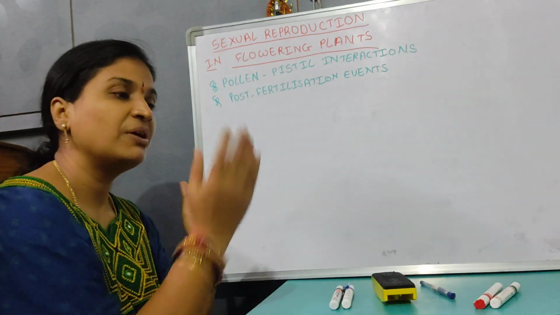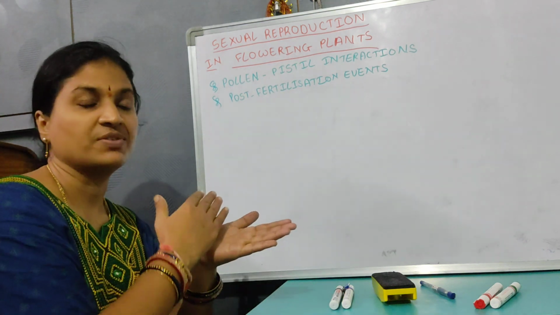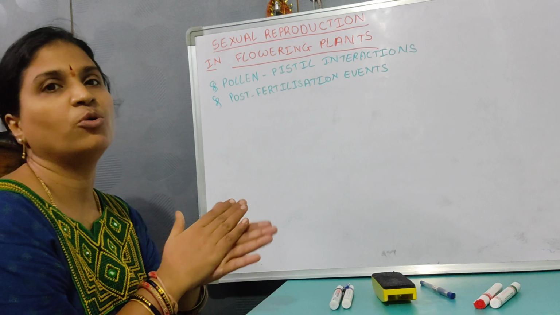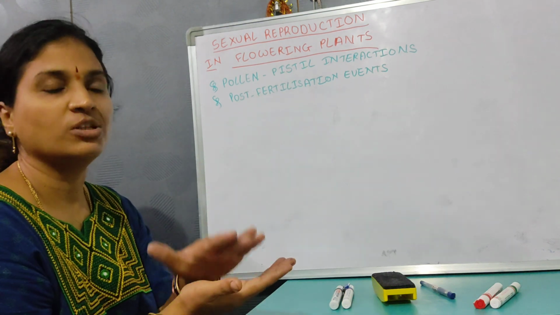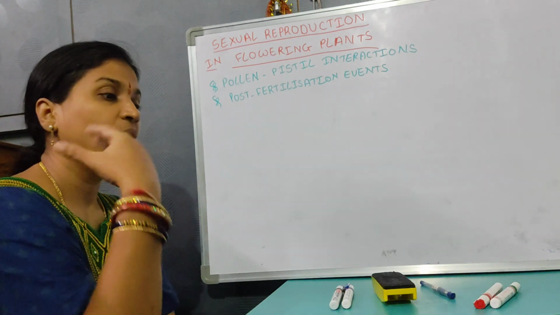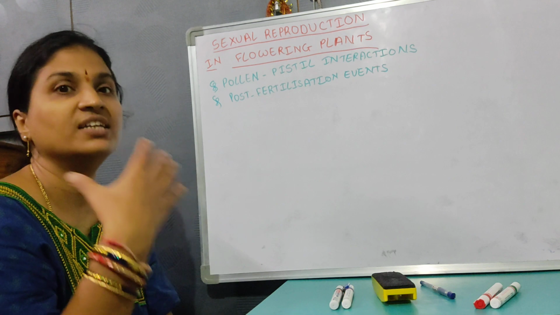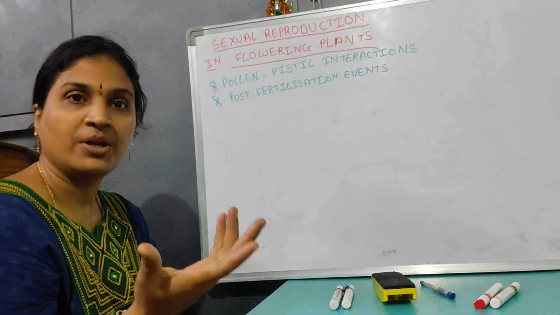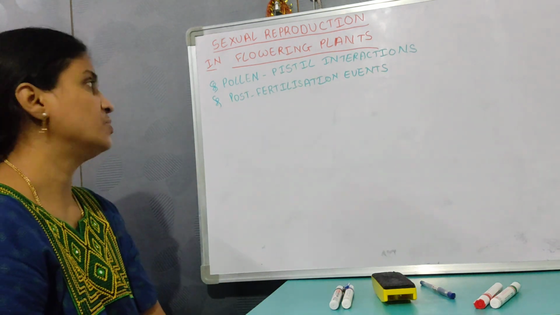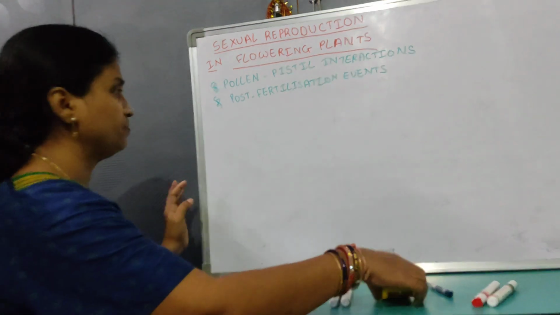The pre-fertilization events, the formation and also the transfer, we have studied. Here we are going to study the interaction of the pollen grain with the ovary or the pistil, and after that the post-fertilization events, that is the formation of the seed, zygote, then embryo. We are going to study all those things in this video. So the first topic we are going to deal with here is pollen-pistil interaction.